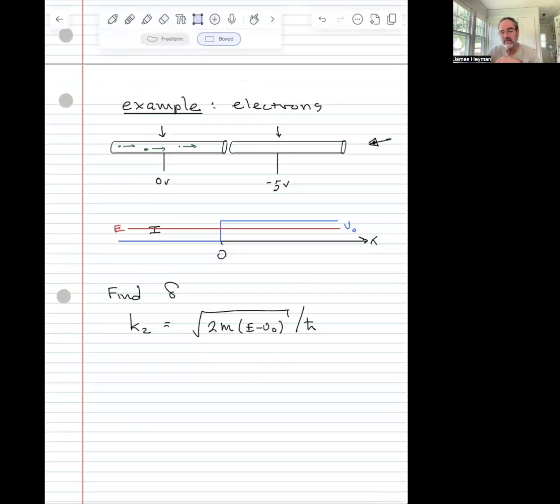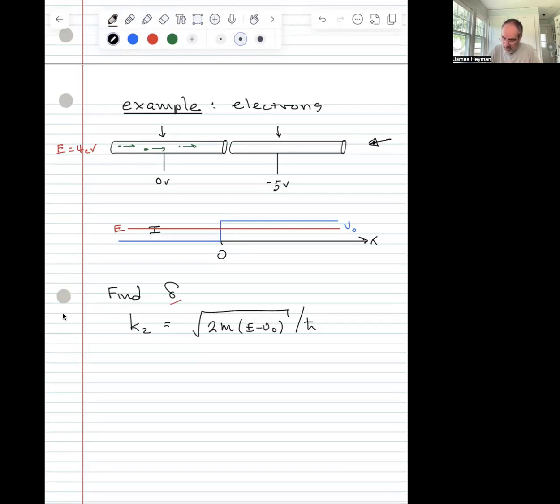All right. Let's do a second example. It's the same setup now with the same electrons, only now we've raised the barrier potential to minus 5 volts, so that the height of the potential step is 5 electron volts, whereas the electrons only have a kinetic energy of 4 electron volts when they enter the system. Well, now we want to look for barrier penetration. So let's consider this problem and see if we can find delta, the penetration depth.